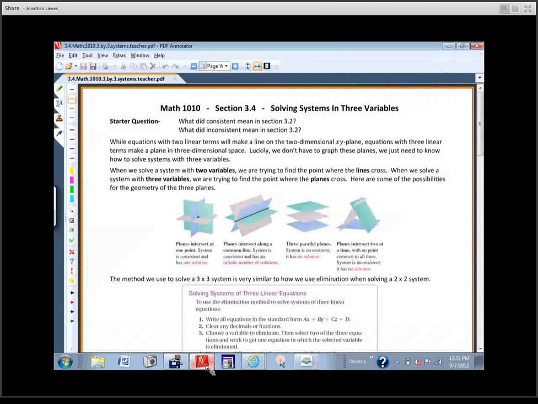All right, so starter question. What did the word consistent mean when we learned about that in 3.2?